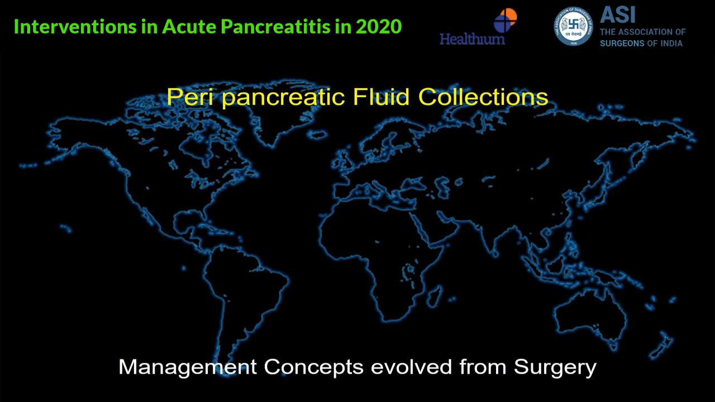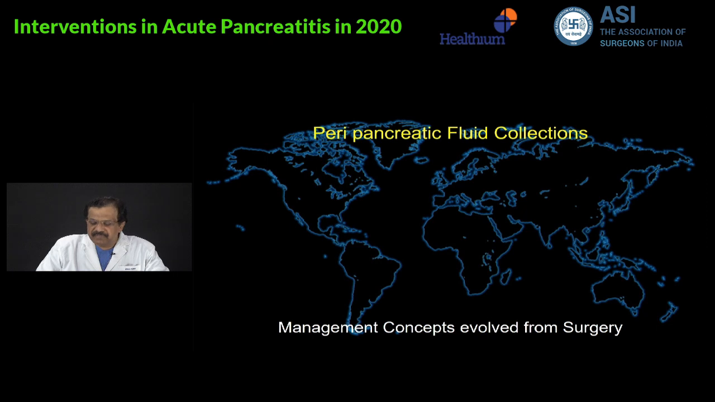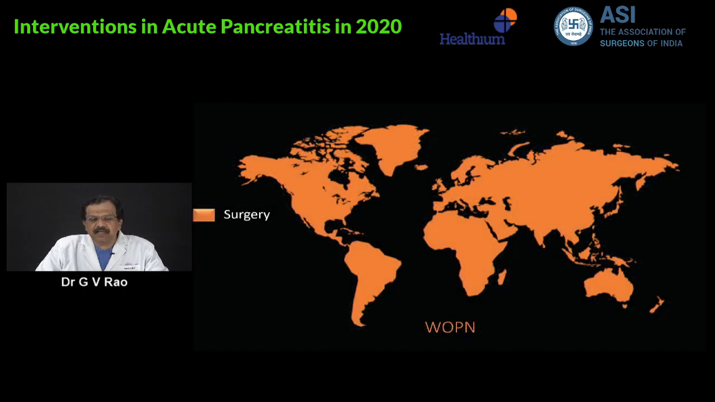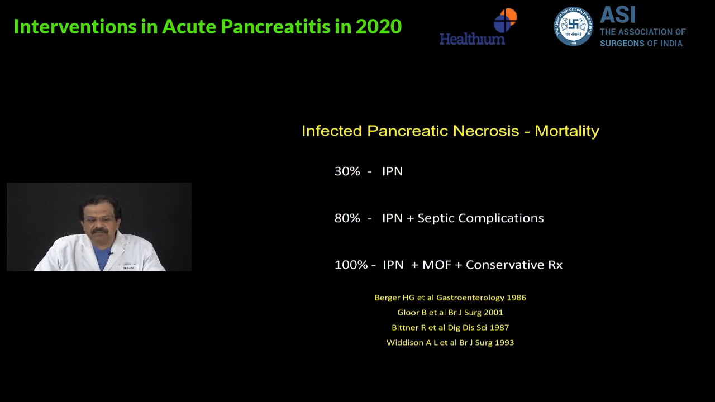We have to understand that for almost 3 decades, more than 2 centuries now, all the management concepts seem to have evolved from surgery. All the peripancreatic fluid collection management concepts have evolved from surgery, and surgery has been the gold standard for management of peripancreatic fluid collections across the globe. Now let us look at some of the principles that evolved over surgery. Now we all know that once the patient has got infected pancreatic necrosis, the mortality goes up. So we have a patient with infected pancreatic necrosis, the mortality is about 30%.